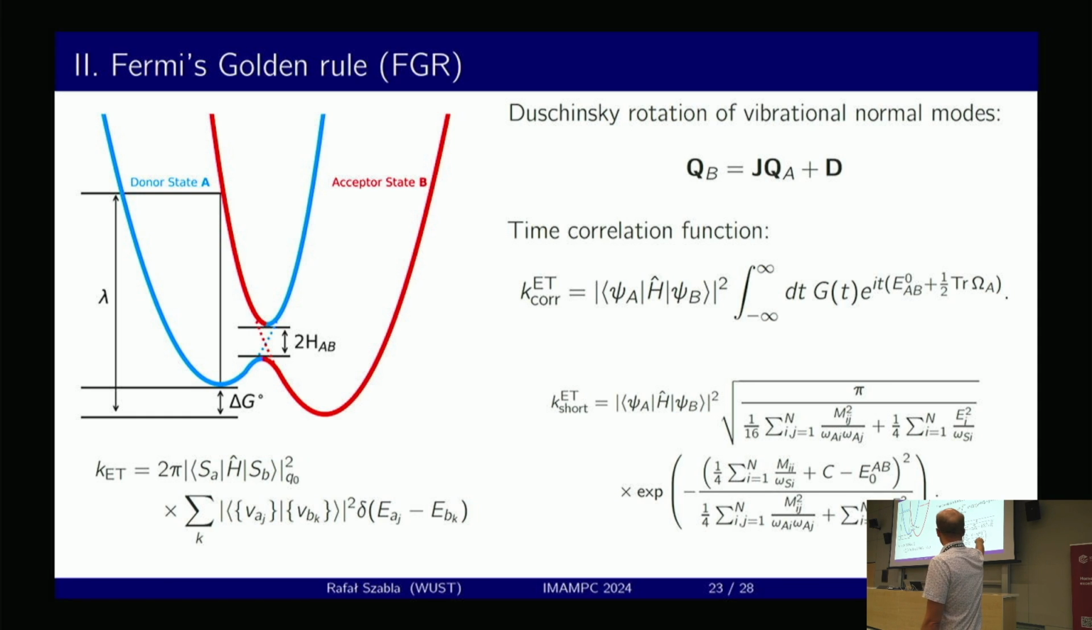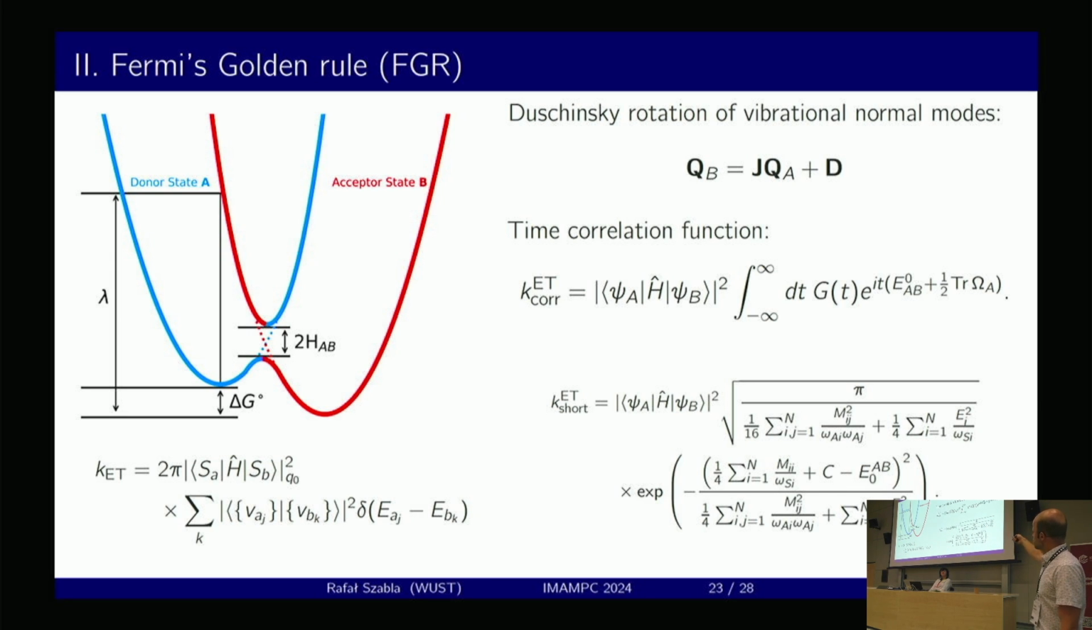Actually, with this E, I made a mistake. I should have put a different letter here, but all of these capital letters are matrices which involve the Duschinsky relation between the vibrational normal modes and frequencies of the donor and acceptor state.